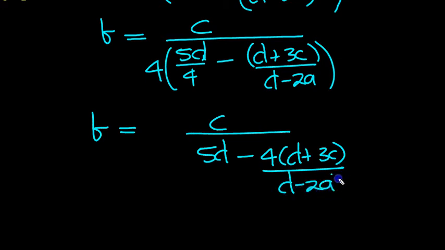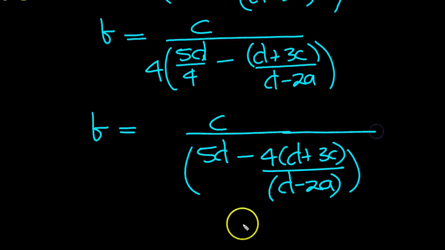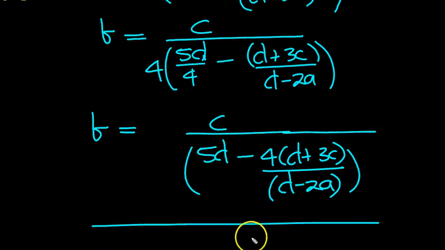I'm not going to tidy it up any more than that, so it's fairly ungainly anyway, and I don't think I'm going to get an awful lot better than what I've got already for the amount of work that one would need to put in. So b is equal to c over brackets 5d minus 4 lots of d plus 3c over d minus 2a, close the big bracket.